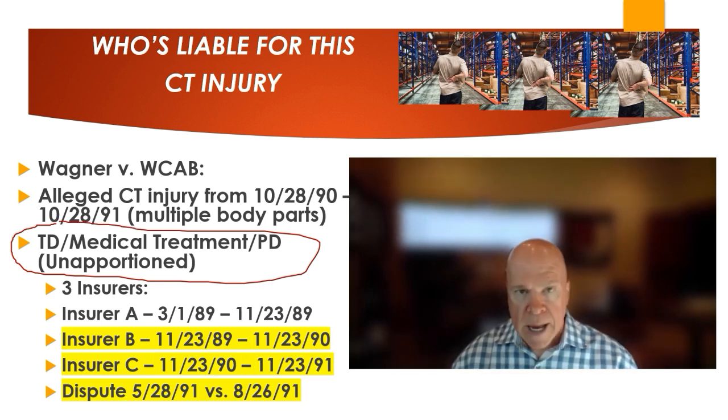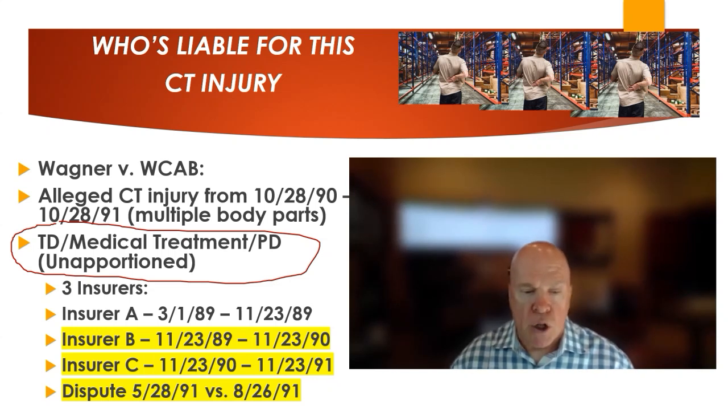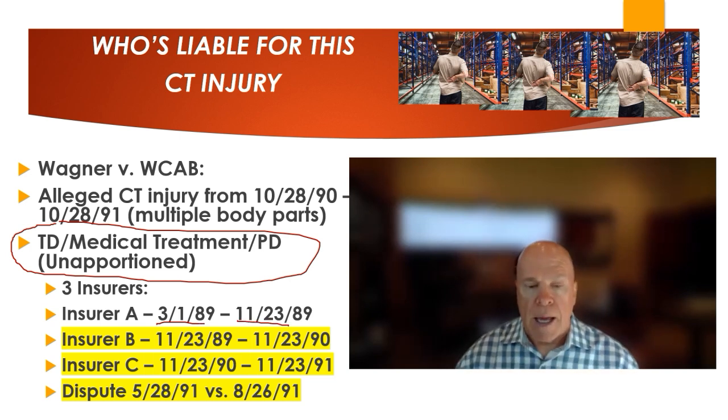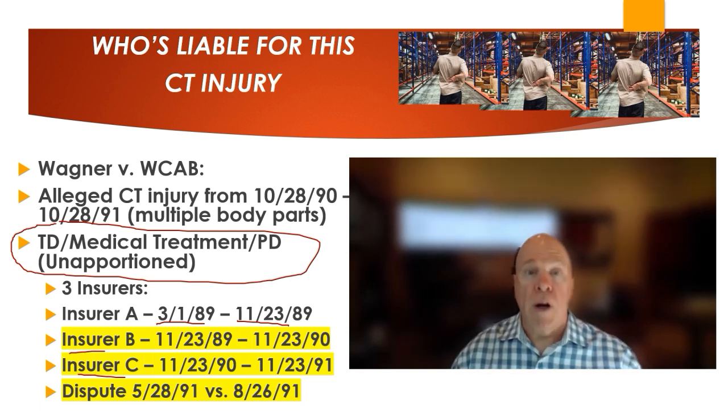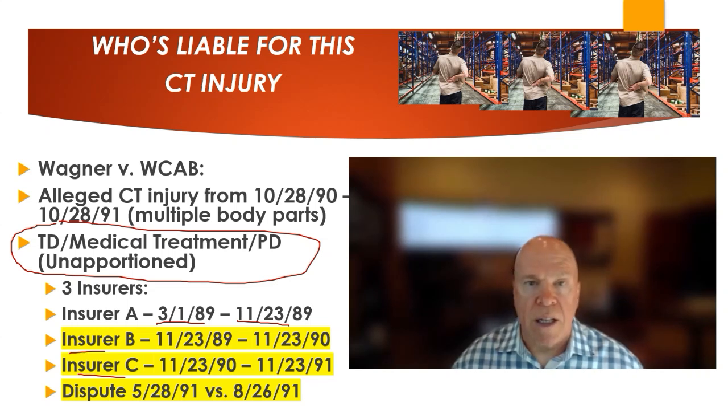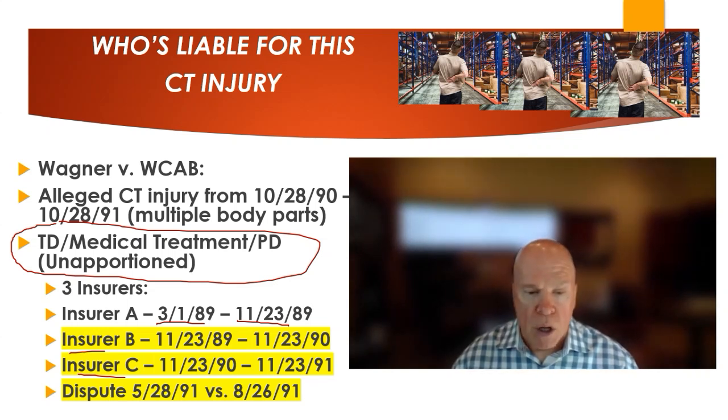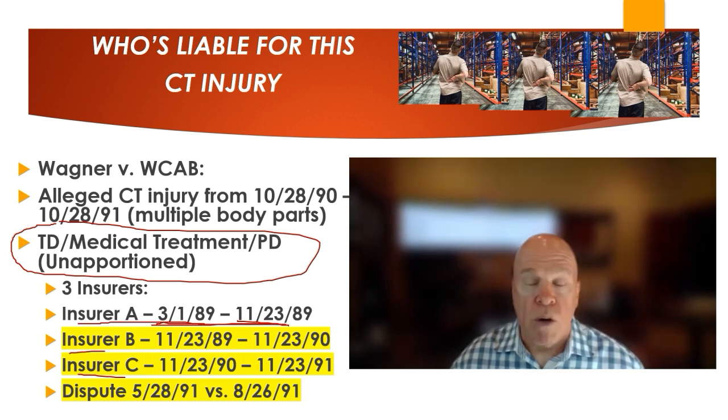Well, throughout the last few years, this particular employer had multiple insurers. So for example, insurer A was responsible during the period of time between 3/1/89 and 11/23/89. So you can imagine that insurer B and insurer C are going to try to confirm or prove that the last cumulative trauma exposure was during this period of time when this insurer was liable.